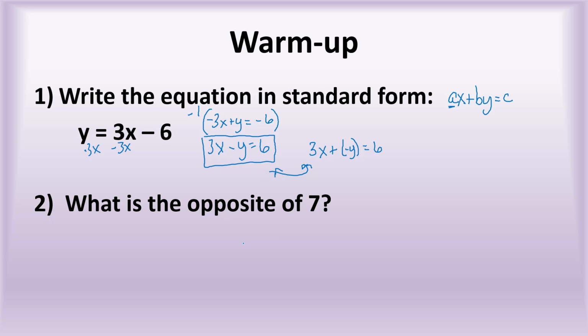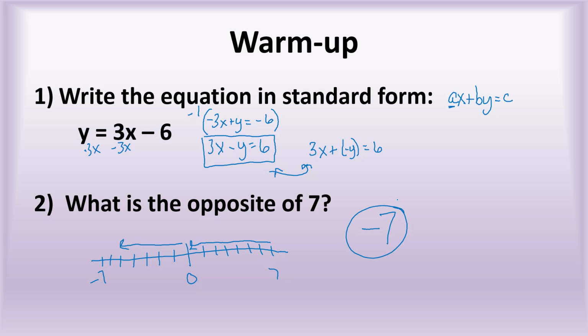What is the opposite of 7? By now this should be a quick, easy answer, but let's review why. We have 0 on the number line. We move it forward 7 units, 1, 2, 3, 4, 5, 6, 7. The opposite of 7 means that I'm going back to 0, and then I'm continuing 7 more units. 1, 2, 3, 4, 5, 6, 7. And so that would be 7 units into the negative direction. The opposite of 7 is negative 7.